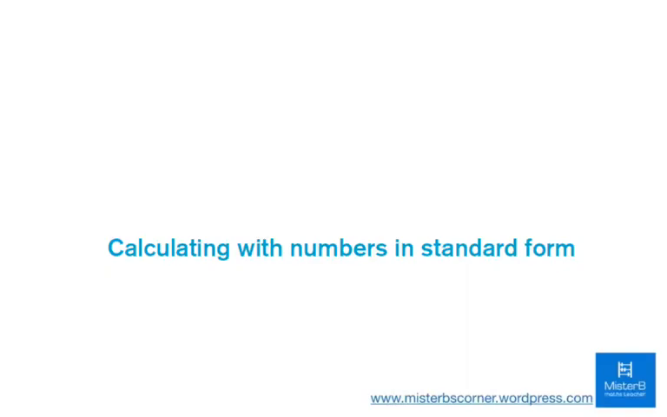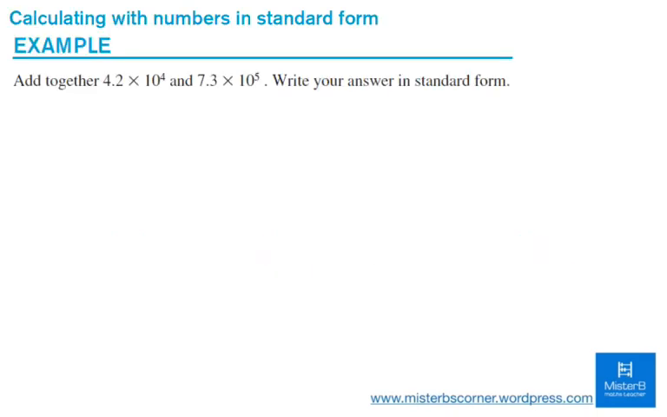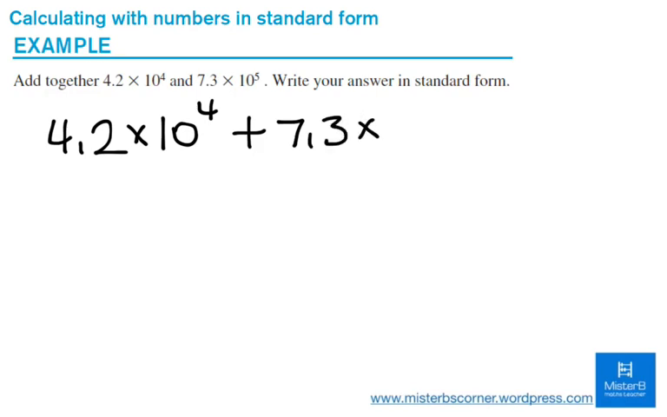In this video, we're going to see how we use numbers in standard form in calculations. Let's look at this example. We're asked to add these two numbers written in standard form. So it's 4.2 times 10 to the power of 4 plus 7.3 times 10 to the power of 5.